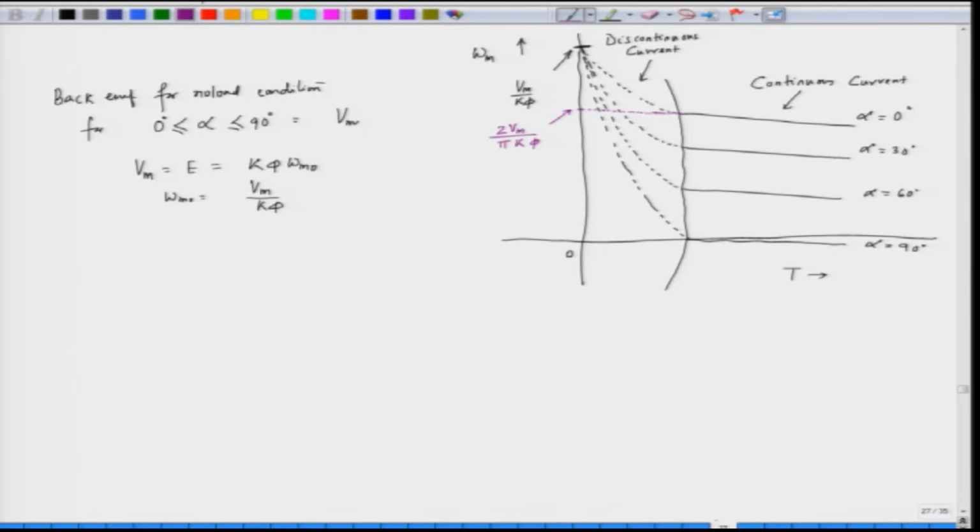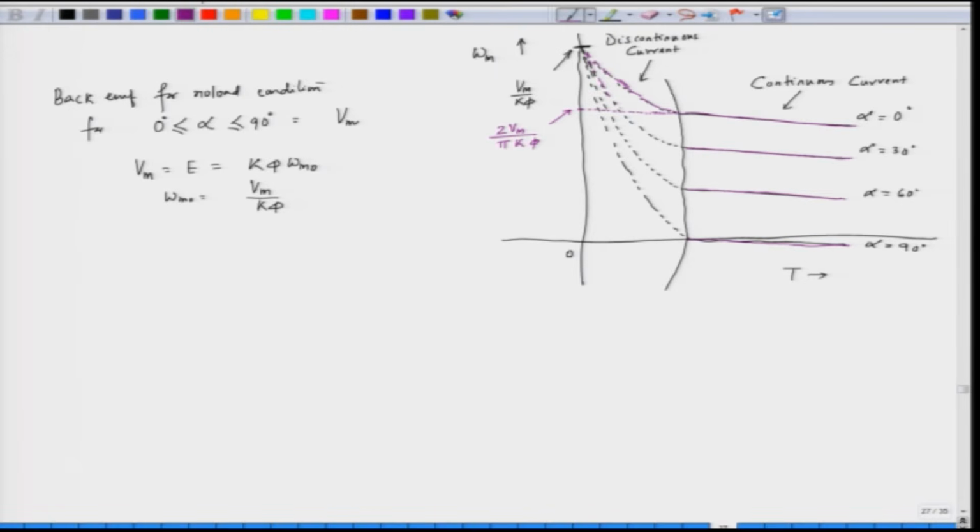And what we see here is that in continuous current operation the characteristic is a straight line, almost parallel to each other when we draw this for various values of alpha, and the speed regulation is good. But when the current is discontinuous, the characteristic becomes like this, and here the speed falls quite quickly. The speed regulation is poor for discontinuous current operation.